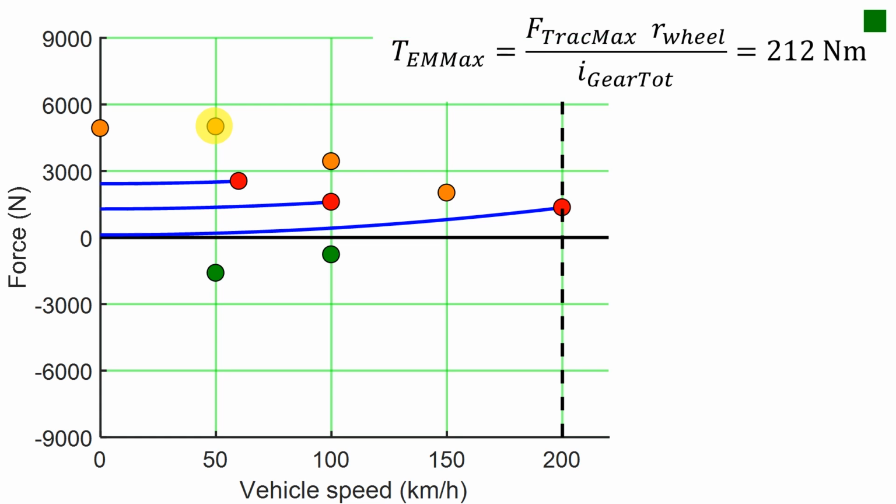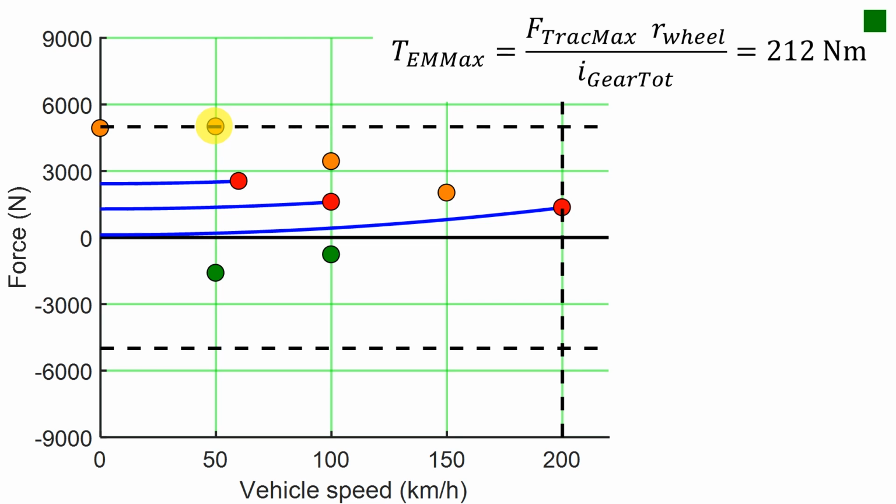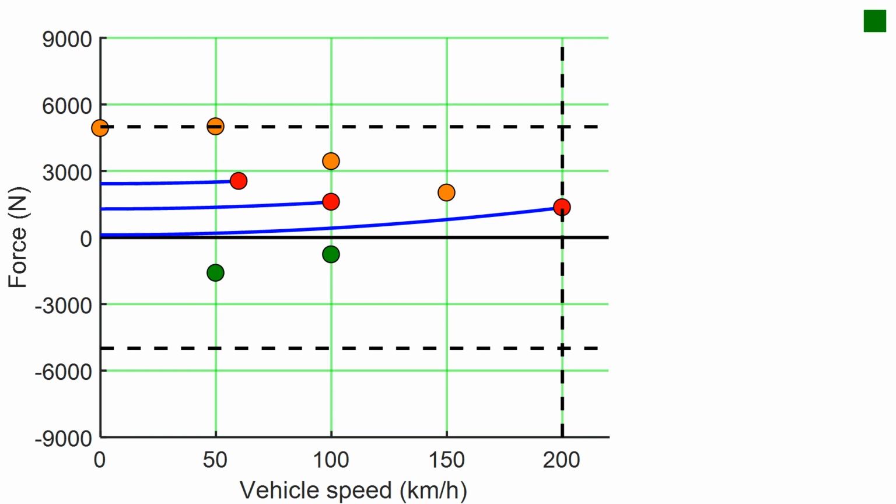Then we use the transmission model to calculate what torque the electric machine has to produce to provide this traction force. The maximum torque of the electric machine at a gear ratio of 7.1 is 212 Newton meter. So, conversely, 212 Newton meter torque will lead to these force limits for the powertrain.